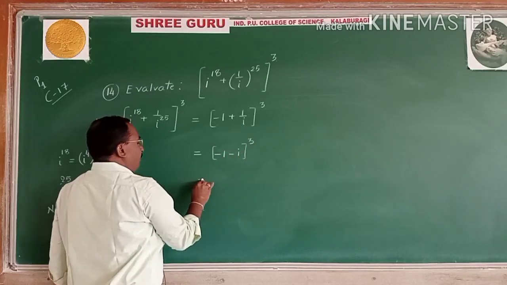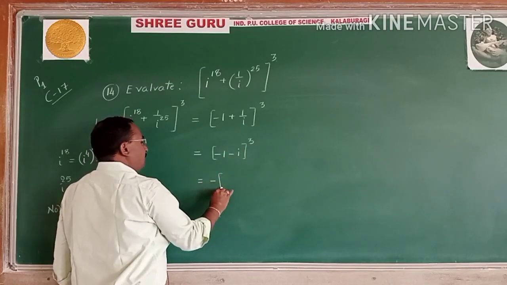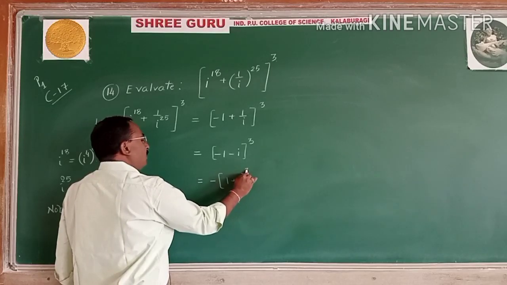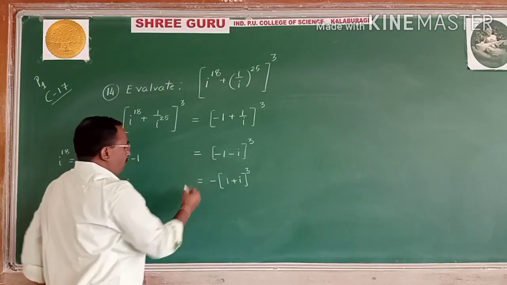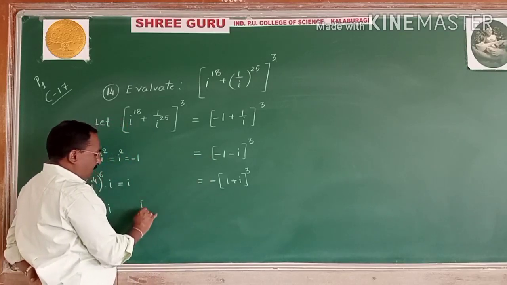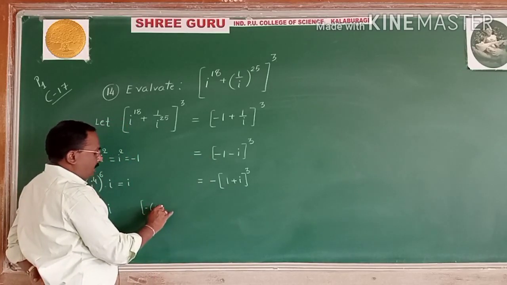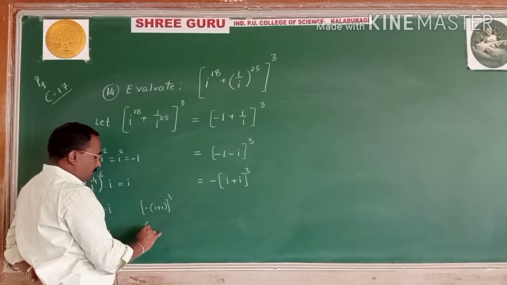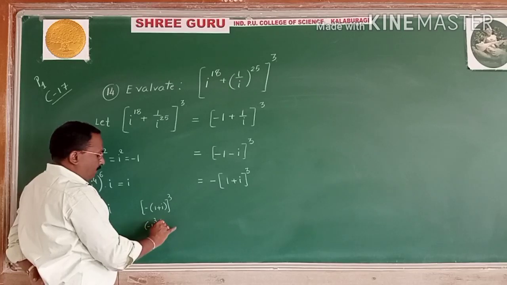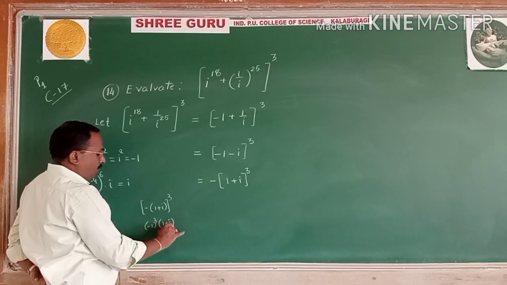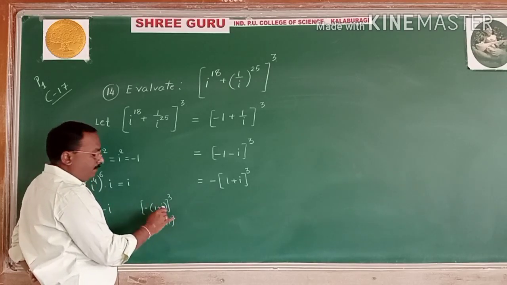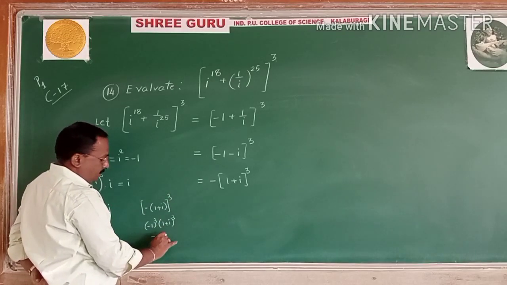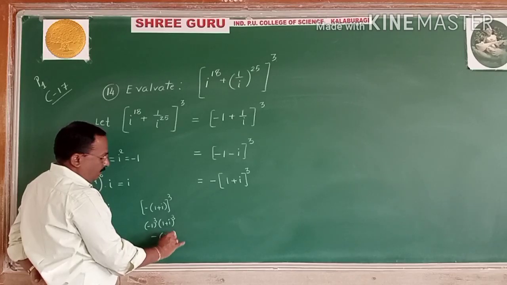Negative taking common, minus outside, that is minus of 1 plus i whole cube. Here minus taking common, 1 plus i whole to the power 3. This minus is also considered, negative cube and 1 plus i whole cube. (ab) whole power m can be written a power m, b power n. Negative to the power odd, negative present. Here minus present, 1 plus i whole to the power 3.